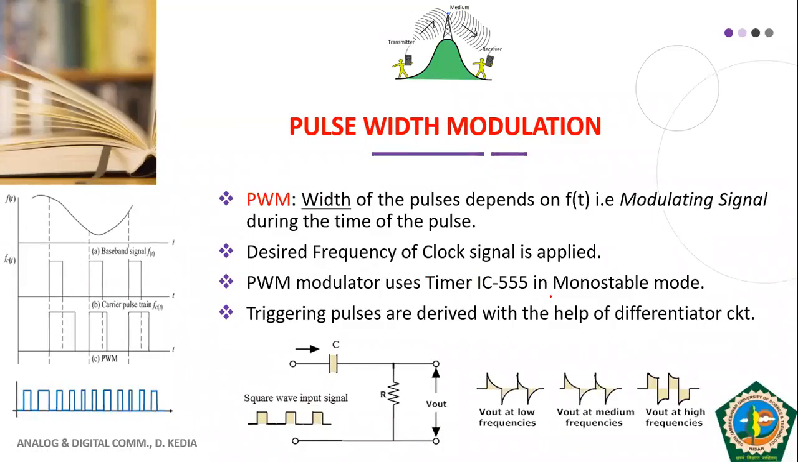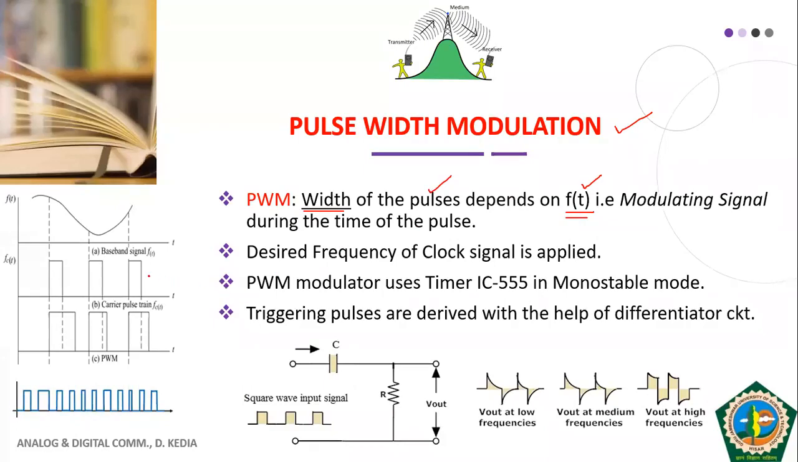So I told you in the previous class also what happens in pulse width modulation. Pulse width modulation is a type of pulse time modulation, because in pulse width modulation, the width of the pulse is varied in accordance with the instantaneous value of the modulating signal, which has been represented by f(t).